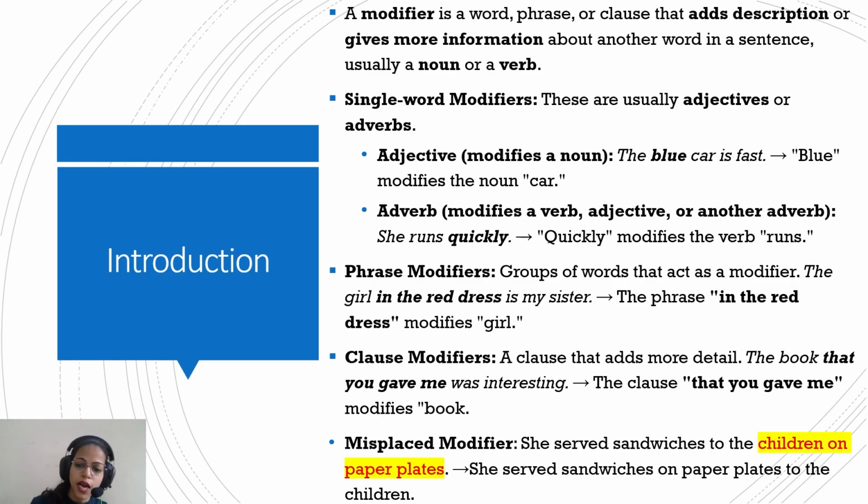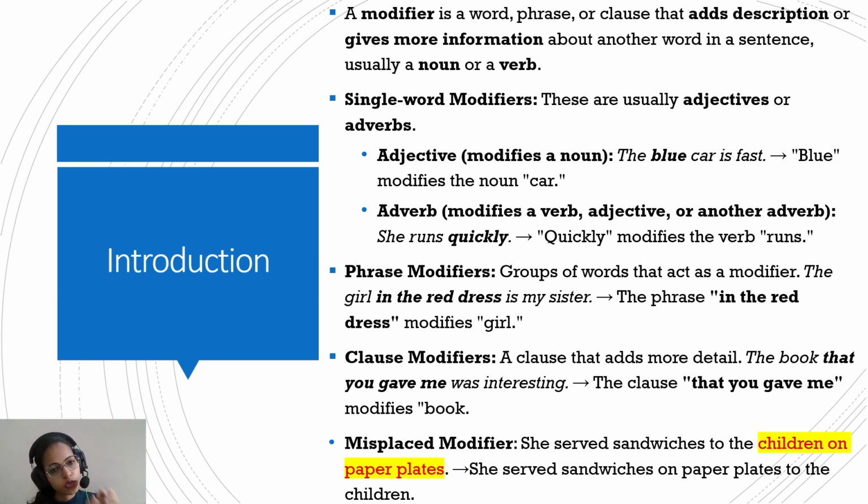A clause modifier adds more details. The book that you gave me was interesting. So the clause that you gave me modifies the book. Which book? The book that you gave me. So that's a clause modifier. So it's getting longer: single word, then phrase, longer clause, even longer.